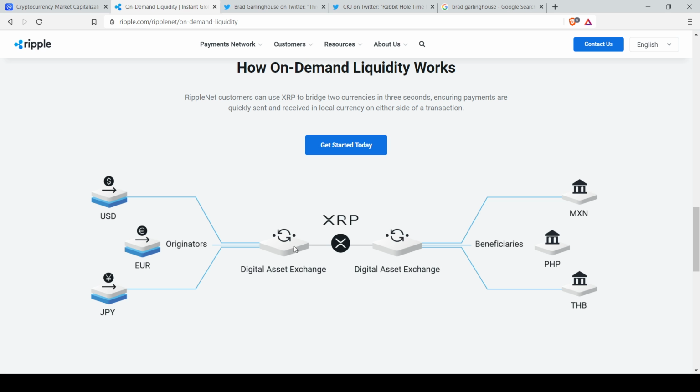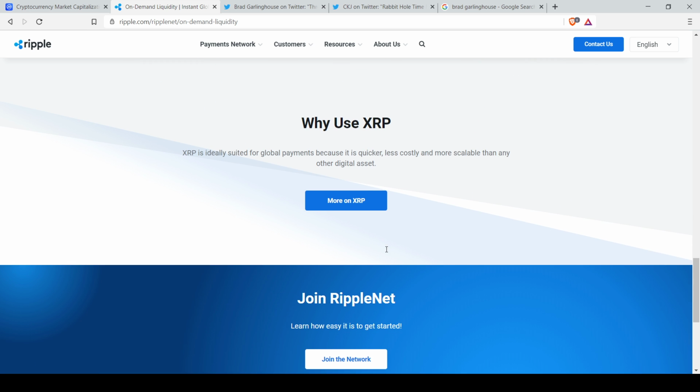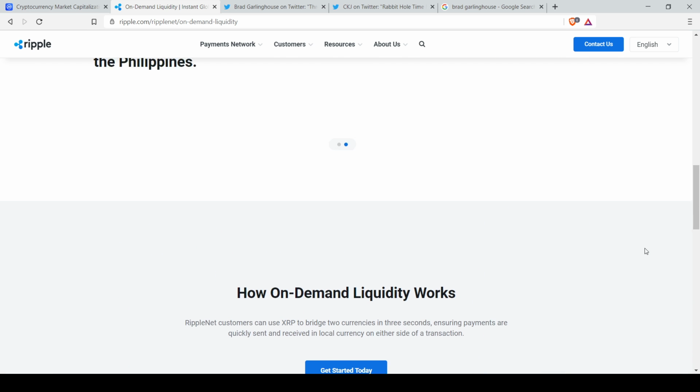So XRP or on-demand liquidity is basically just a bridge. You'll hear lots of people say it's a bridge currency. So right now people are saying that it's going to be great for cross-border payments like USD, Euro, and so on and so forth. But it can also be used to bridge regular fiat currency to other cryptocurrencies. It's the ultimate bridge utility coin. It can be used so well with so many other things.